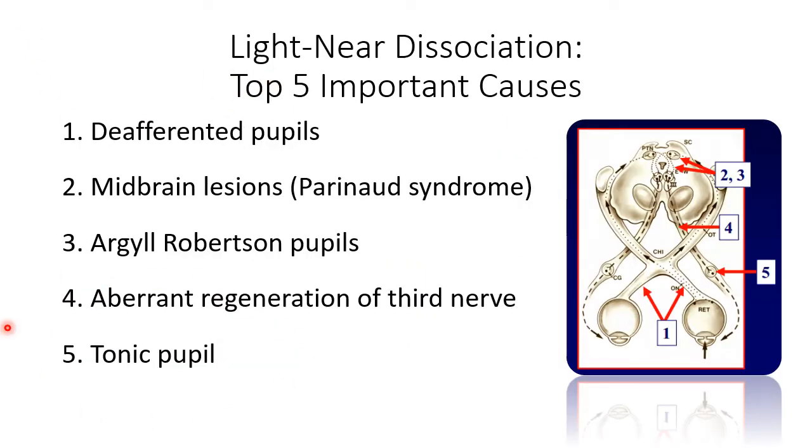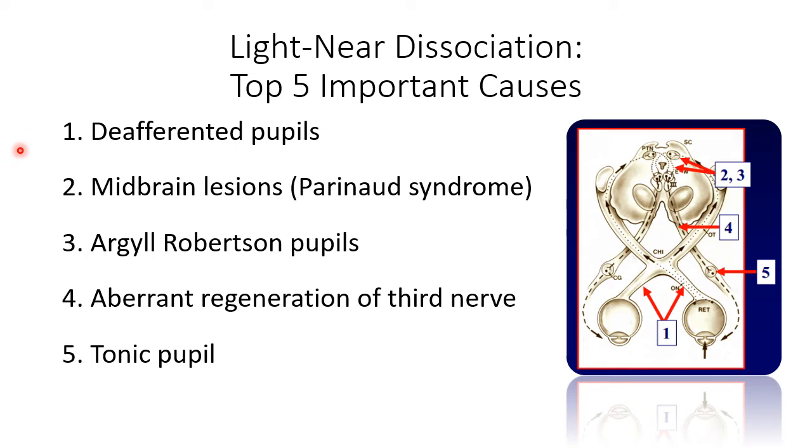So there are 5 important causes of a light near dissociation. We've talked about the tonic pupil. Again, we also have aberrant regeneration of the third nerve. But there are 3 more to consider, and they are deafferented pupils. If you have a section of the optic nerve here, the pupil will not react to light shone into both eyes, but it will react when the patient is asked to look at a near stimulus.